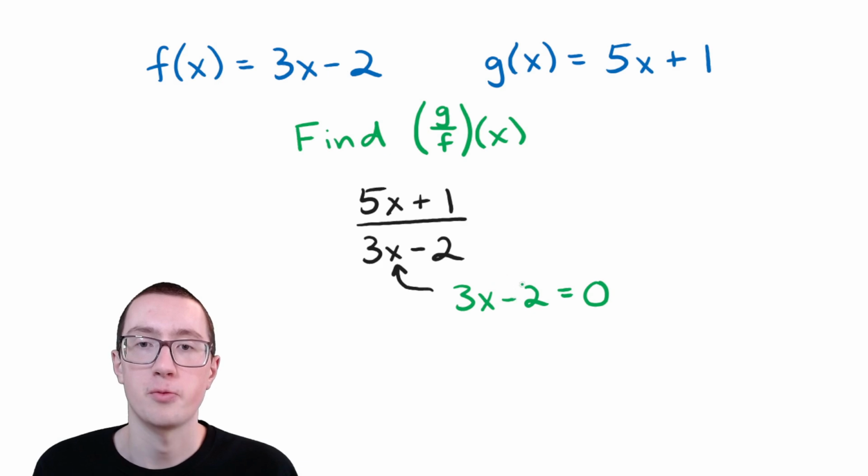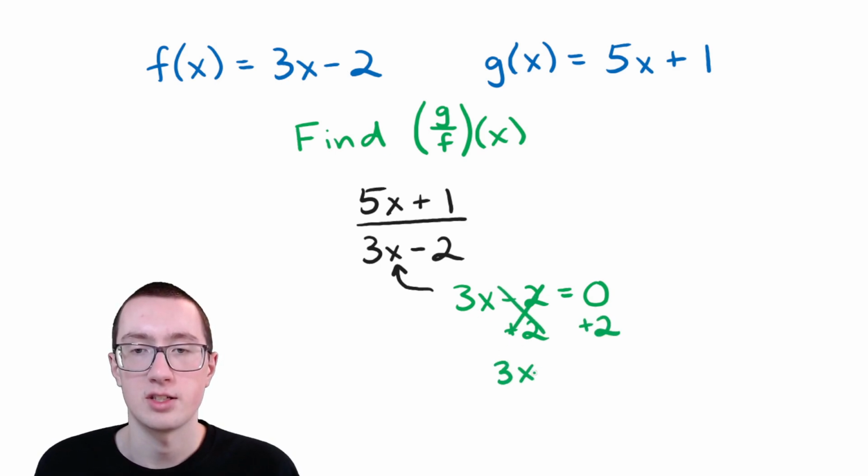So let's go ahead and solve for x here and see what we get for x. So to get x by itself, we have a minus 2 here. We'll do the opposite of minus, which is plus. We'll add 2 to both sides. These cancel out, and we're just left with 3x equals 0 plus 2, which is 2.